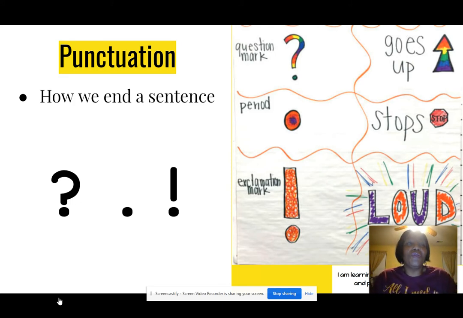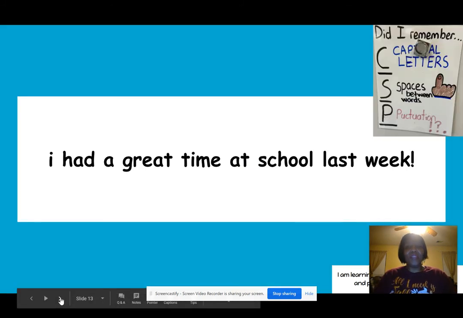Okay? So the three types of punctuation marks are the question mark, the period, and the exclamation mark. See if you can say those with me. The question mark, the period, and the exclamation mark. I think you've got it. So let's take a look at this sentence.